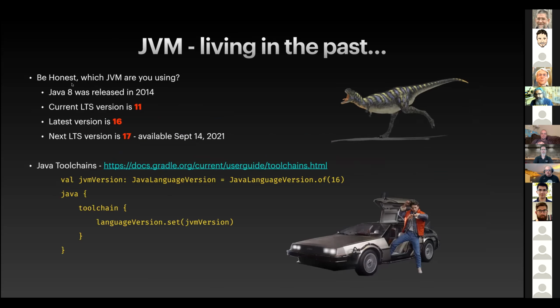I find a lot of teams that are using Java 8. It was released in 2014. There's a lot of new stuff since then. The current LTS, long-term support version is Java 11. The latest version is 16, and the new version 17, the new LTS version, is coming out in a few weeks. So if you're on Java 8, stop.